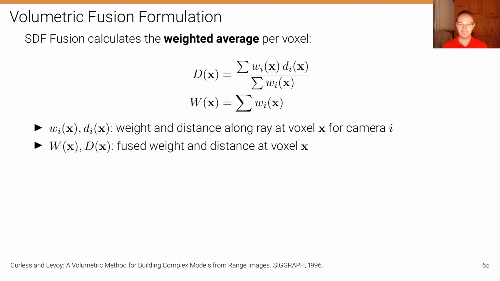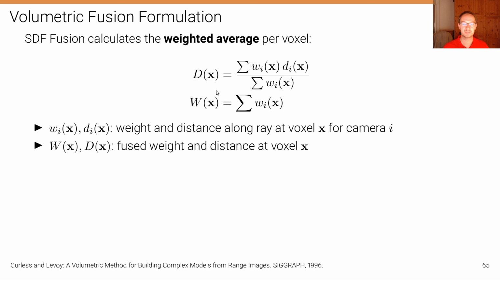How do we do this mathematically? Well, it's simply a weighted average. So the fused distance is the sum over i of the weight w_i at voxel x, so this is a voxel, times the signed distance d_i at that voxel x, divided over the sum of all the weights at voxel x, where i ranges over all the cameras, so all the images.